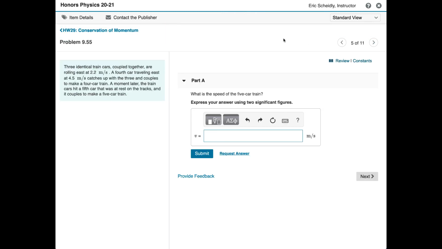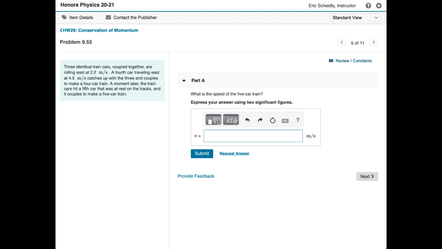Problem number 5. 3 identical train cars coupled together are rolling east at 2.2 meters per second. They have momentum. A fourth car traveling east at 4.5 meters per second catches up with them and they stick to make a 4-car train. A moment later, they hit a 5th car that was sitting at rest on the tracks. It couples to make a 5-car train. And so what is the speed of the 5-car train?